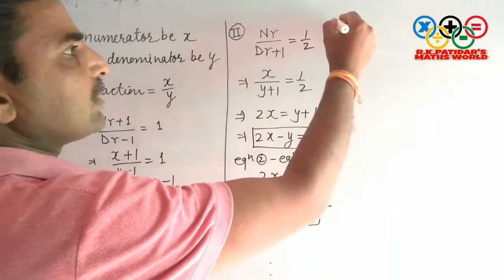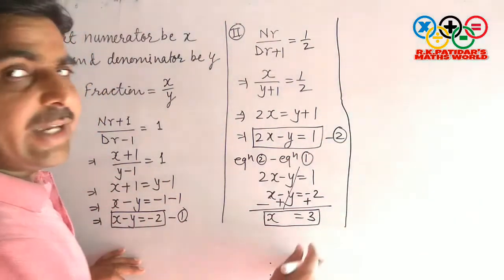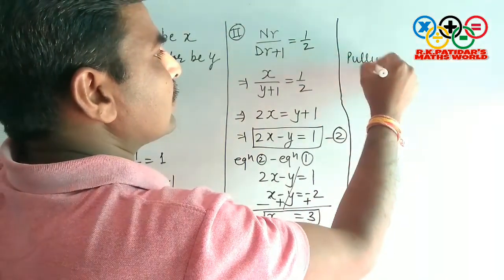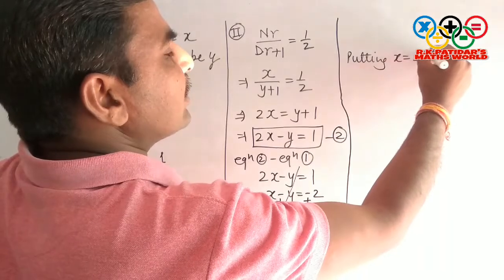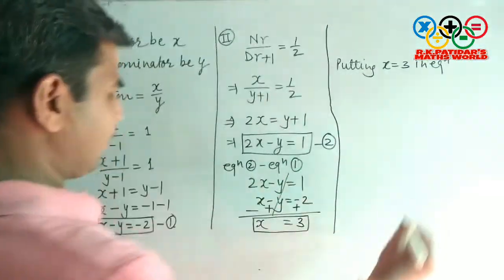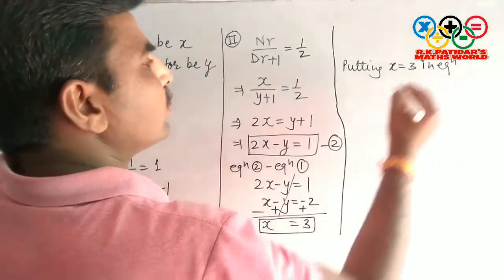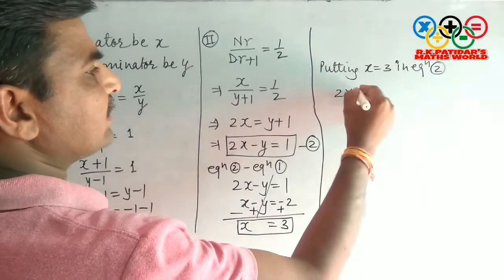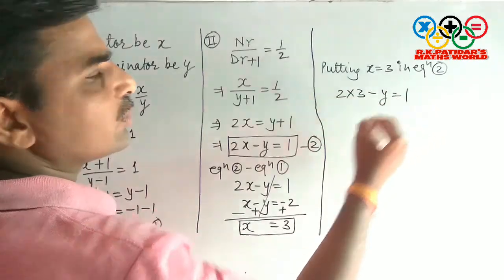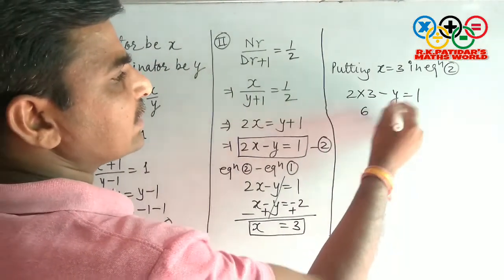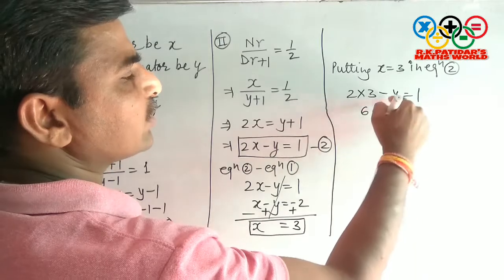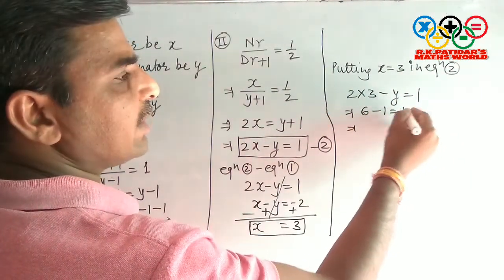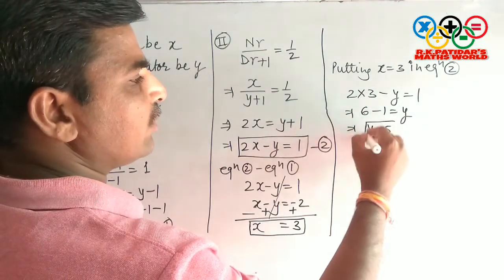Now we will put the value of x, means putting x is equal to 3 in any equation. Suppose we put it in equation 2. So it will be 2 into x, x is 3, minus y is equal to 1. So 3 twos are 6, and transposing 1 here it is minus 1, and transposing y to the RHS, so y. So what we get? 6 minus 1 is 5. So y is equal to 5. So the value of y is 5.